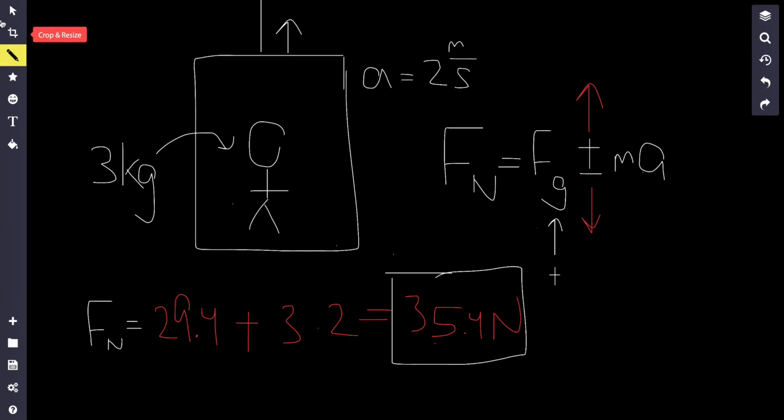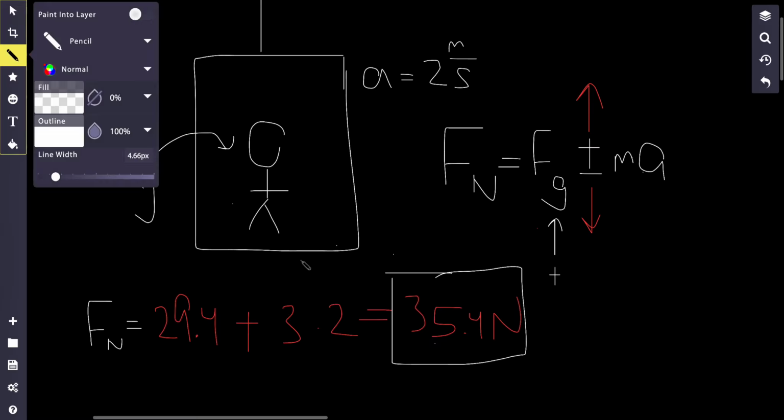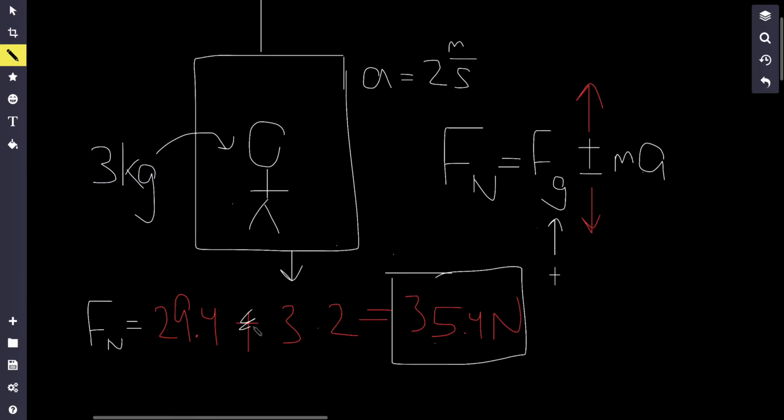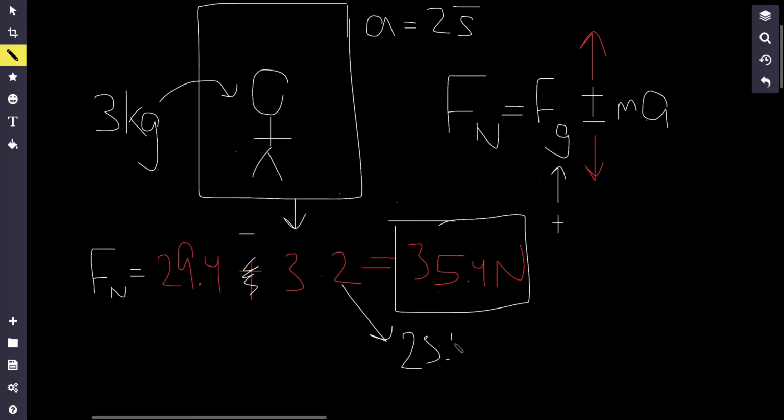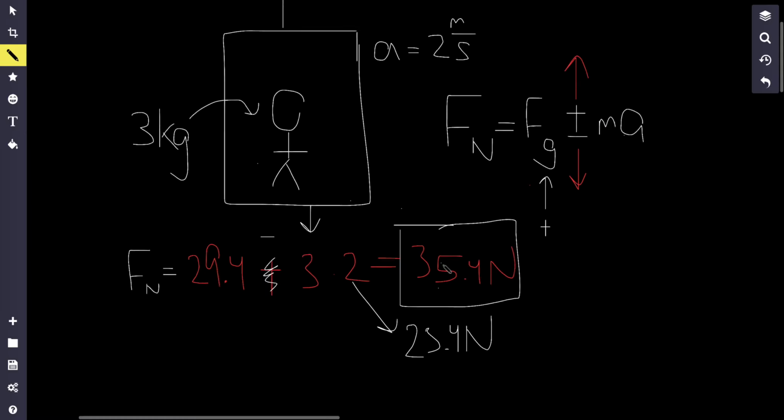And likewise, if the elevator was going downwards, then instead of adding, you would just subtract, and then the resulting answer would just be 23.4 newtons. So you would feel lighter, and that also makes sense here.